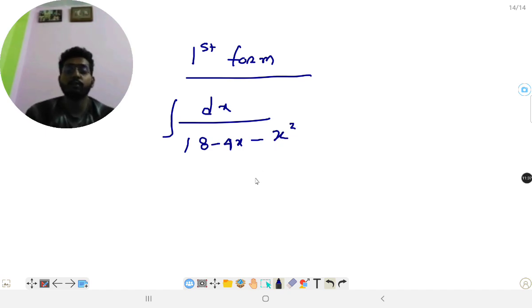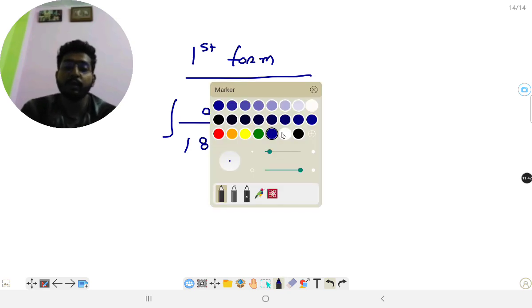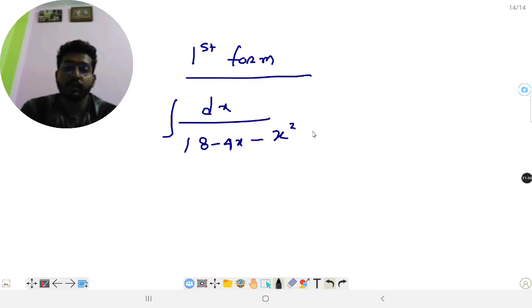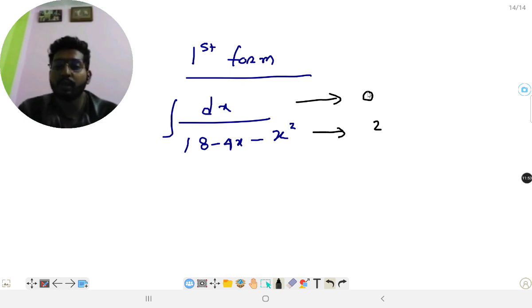So there are 3 forms. So this is the first form. What is the first form? Whenever the denominator is quadratic, you can see this is the power of 2. The power is here 2 and in the numerator there is no power of x. That means it is a constant term, the power is 0. So whenever this type of form is there, we call it first form.